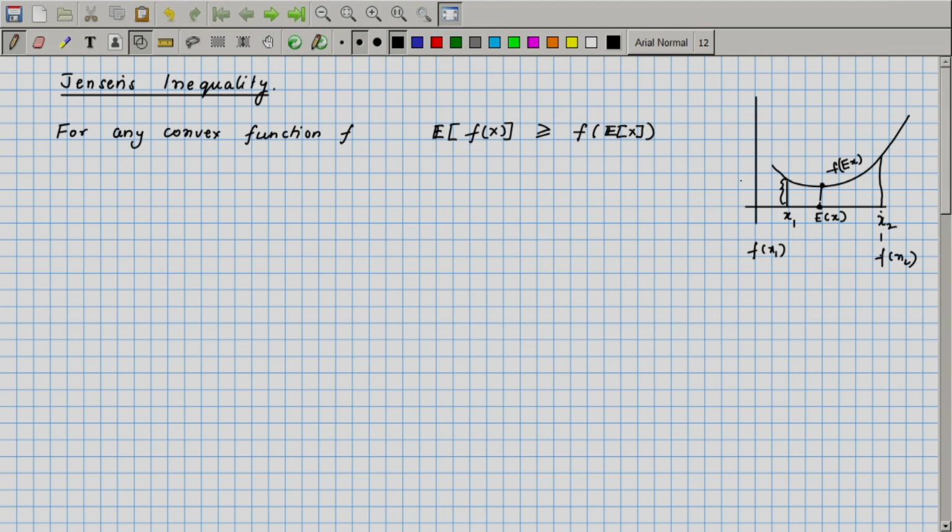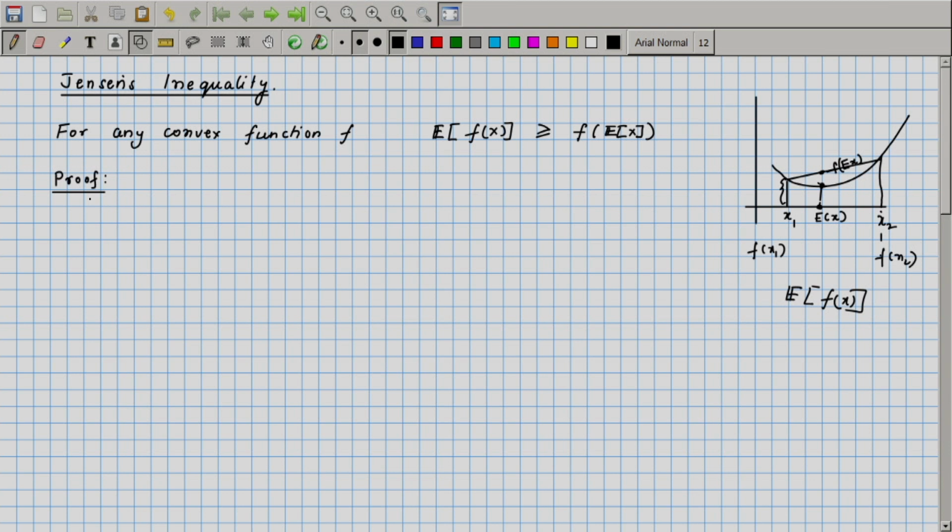So, if you look at the function expectation of f of x as x varies, that is going to be lying on this line, and this is the point which is the expectation of f of x, okay, and that is going to be greater than f of expectation of x. Okay. So that is a geometric intuitive proof, but mathematically how do we prove this?